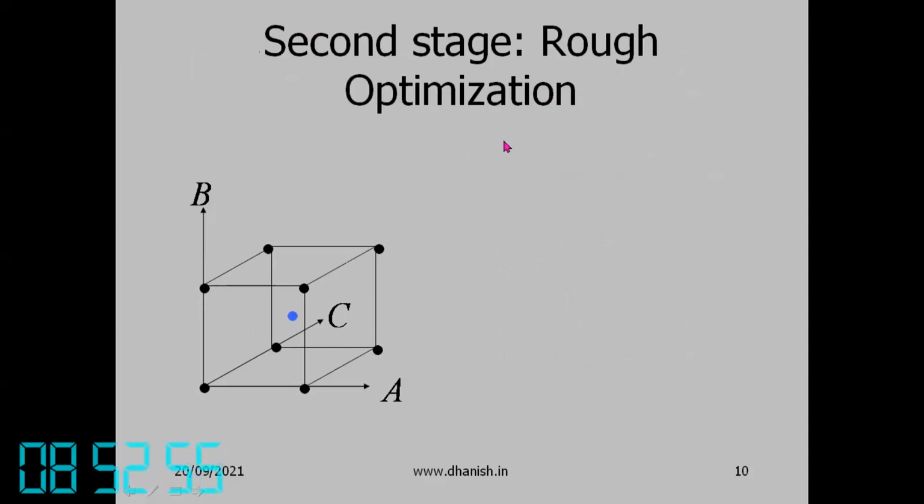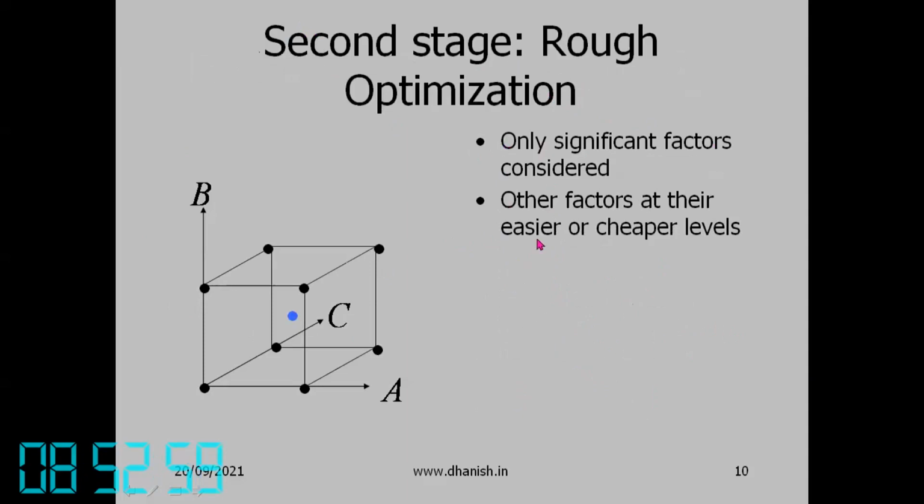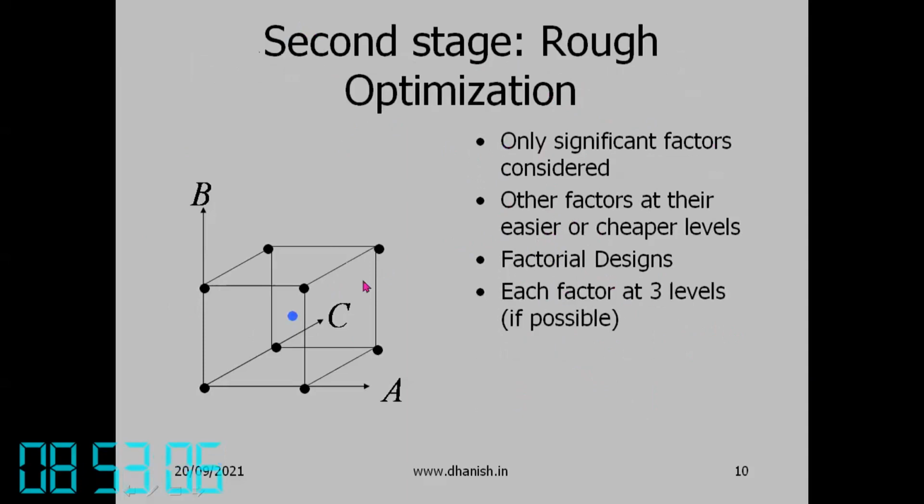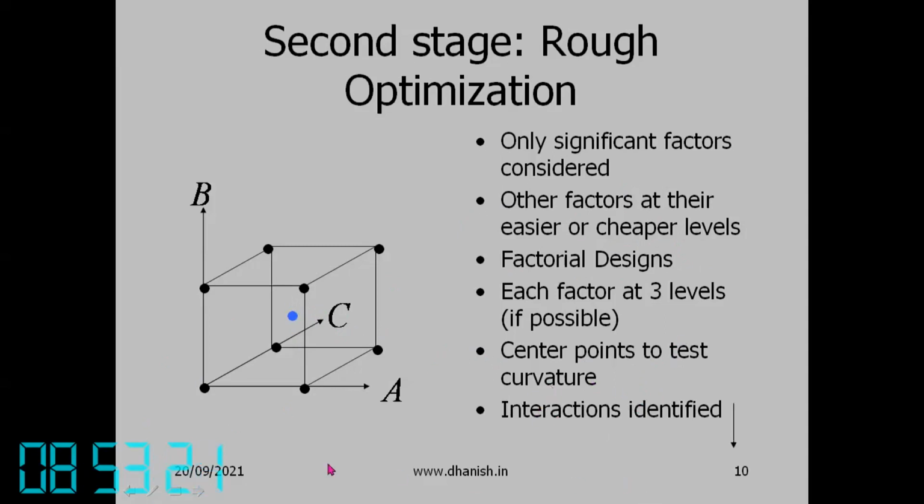Then second stage is rough optimization. Here only the significant factors are considered. Other factors, we leave at the easier or cheaper levels. So the design is factorial design. All possible combinations are tried out. But the noise factors, I mean the insignificant factors, we are not studying. Then we add some center points to test curvature. So we can compute the interactions in this case, whereas in the screening design, many times we cannot determine the interactions.